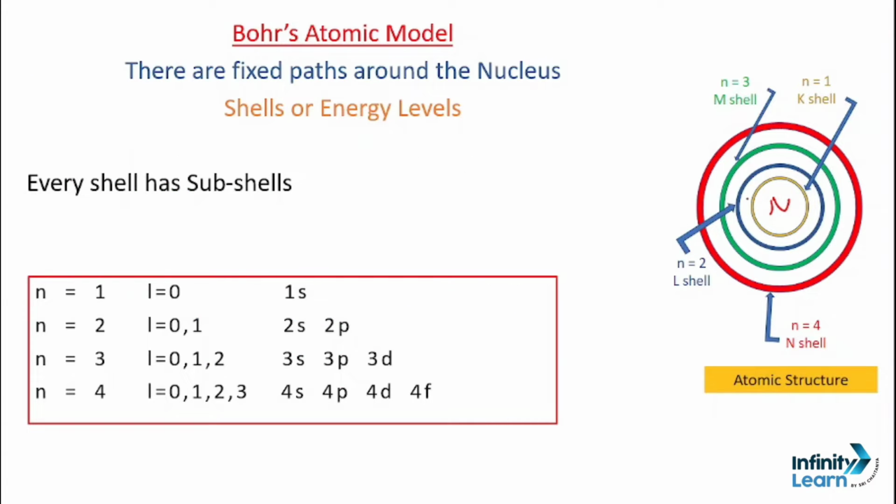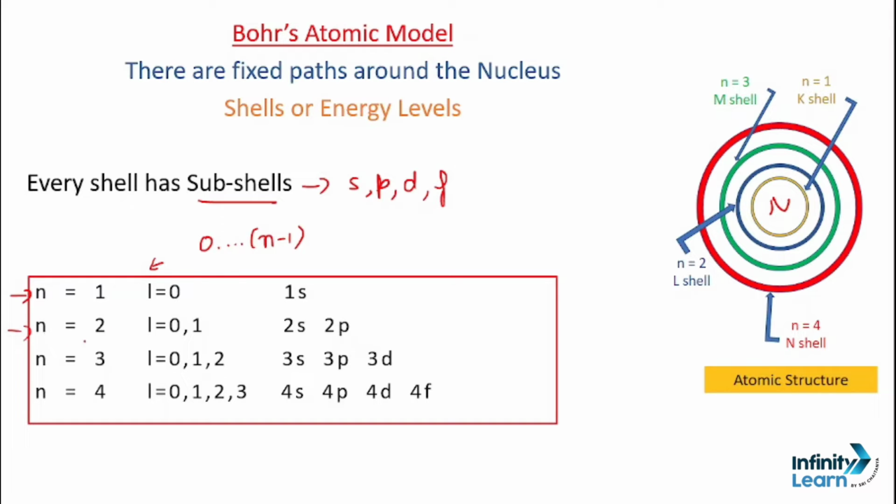So friends, as we have just studied, these circular paths are called shells, and within every shell we have some subshells, and these subshells are denoted as s, then p, then d, then f. If we talk about our first shell, then the value of l is denoted here, the angular momentum quantum number, which starts from 0 and moves till n-1. So for our first shell, we get the value of the angular momentum quantum number as 0, and we get one subshell.